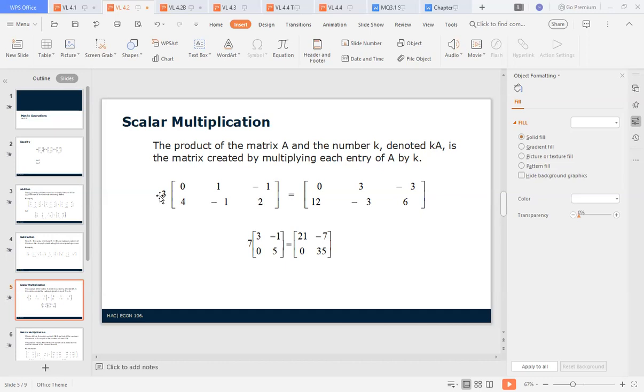Question, class? I think we need first to establish if we've understood the first three before I go to matrix multiplication, because it requires more analysis. Question?